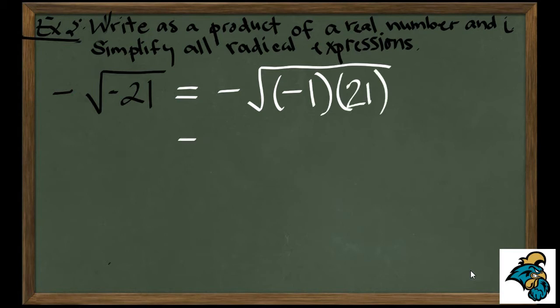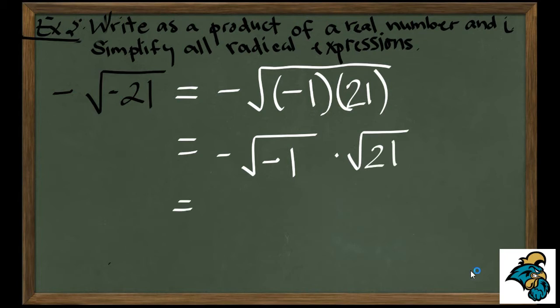If I rewrite that, I now have the opposite of the square root of -1 times the square root of 21. Well, I know that the square root of -1 is going to give me i. Now I have to look at the square root of 21. If you put it in your calculator, it doesn't come out nicely. It's not a perfect square. So I try to break it down.